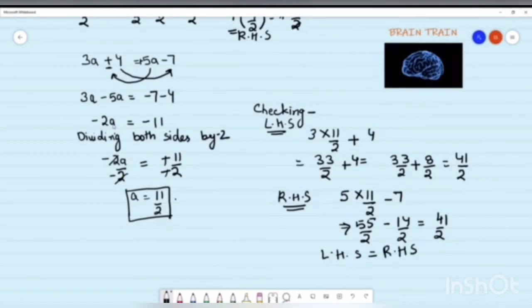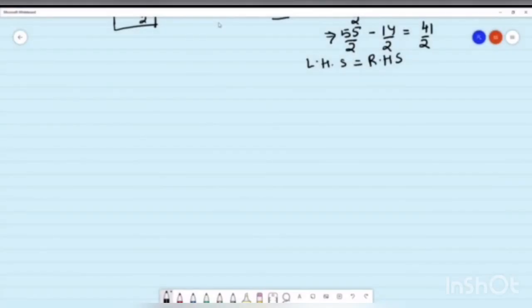Now the next example: 3y plus 5 minus 8y is equal to 4y minus 55 plus 3y. This is a very important method because in higher grades you will solve linear equations by this method only. We will separate the constants and variables. We will bring variables on the left hand side and constants on the right hand side.